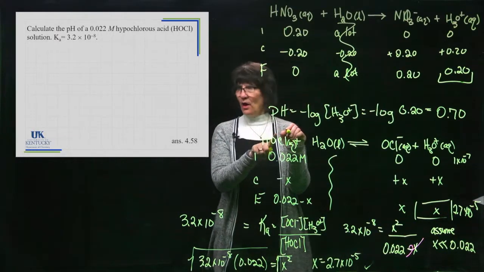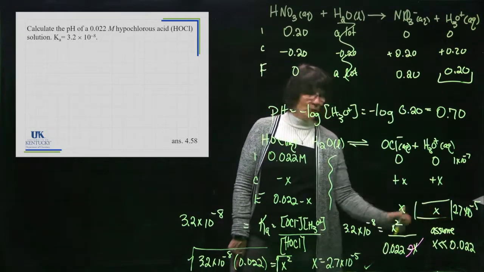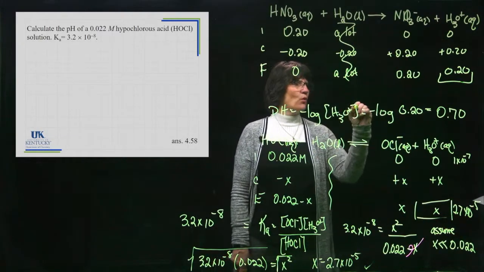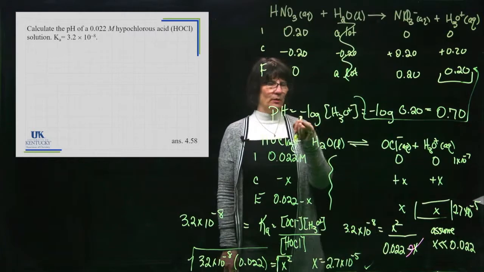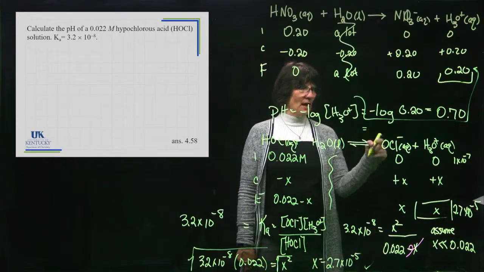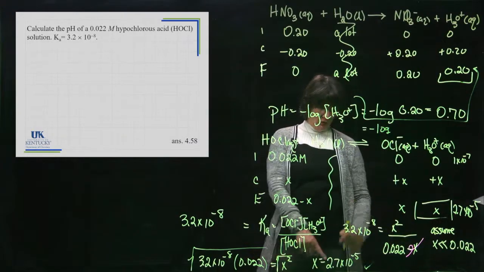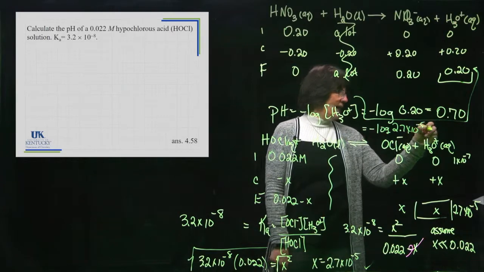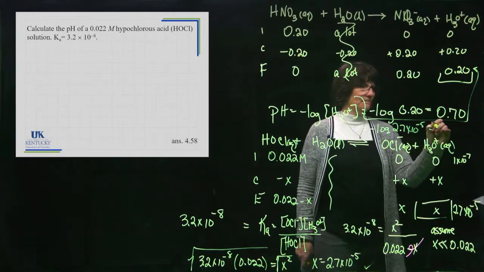pH in this problem here is the negative log of 2.7 times 10 to the minus 7. So that's for the problem up there. And then for this problem down below, I plug in minus the log of 2.7 times 10 to the minus 5. And I get a pH of 4.58.